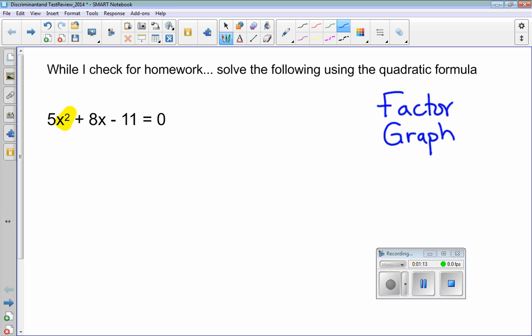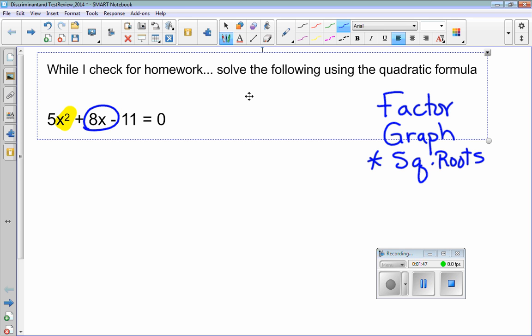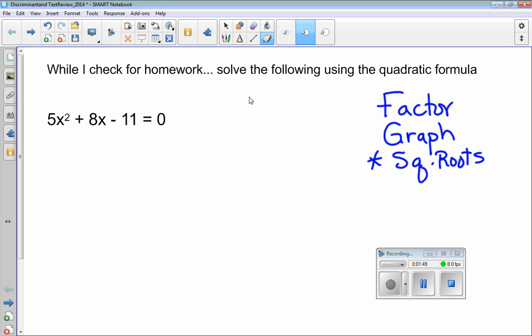We factored, we graphed. Haven't we taken square roots of both sides as well? Now, when I say take square roots, I'm going to put a star by it because it only works when certain things happen. What has to be true when you take square roots? Can I take square roots in this case? I cannot. Why? Because I have one of these guys, right? I cannot take square roots if I have what's called a linear term. I have to have just something squared. That's it. Okay? So in this case, I cannot take square roots.